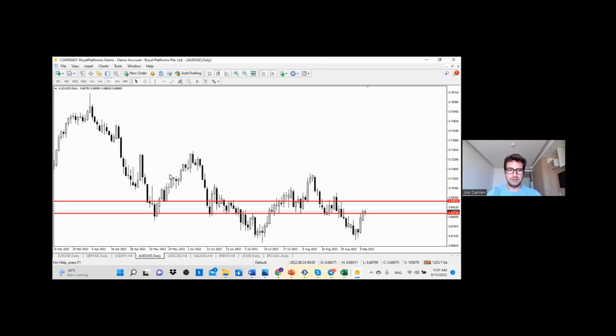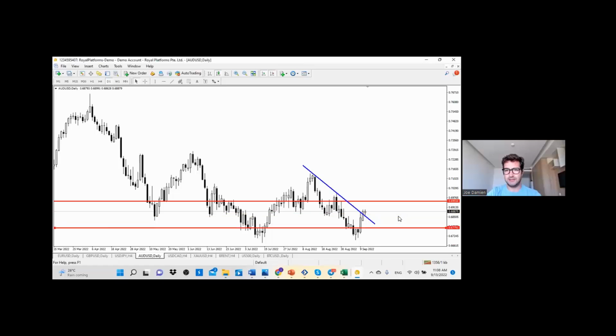The Aussie USD, the Australian dollar. The Australian dollar has a similar pattern as the other major pairs, since the US dollar is the quote currency here. So we have a breakout of the bearish trend line to the upside. We have a close on the daily time frame above the 0.6873, which is a crucial level.